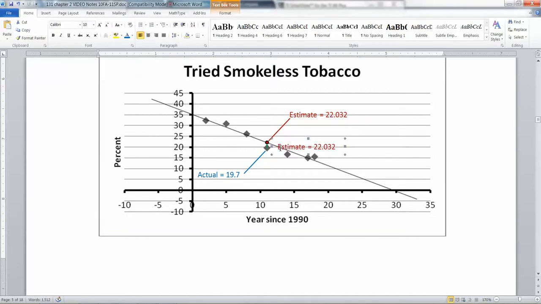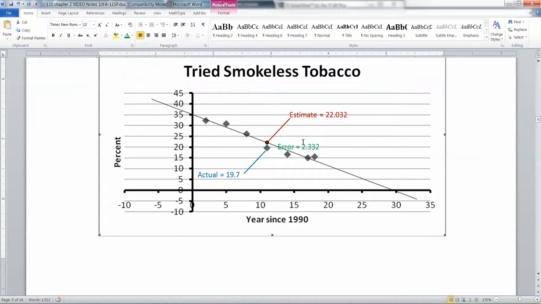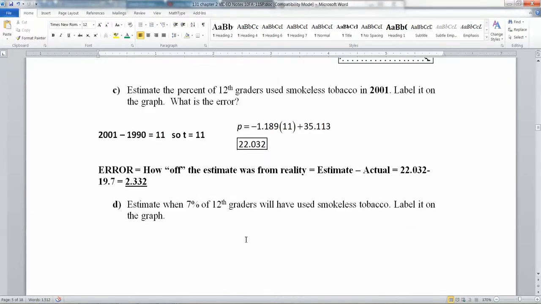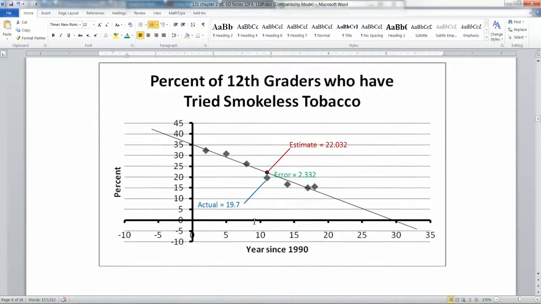So I'm going to say error equals 2.332. Give that the green color that the error part itself has. It's the up and down distance between what you thought was going to happen, which is the red dot, and what actually happened, which is the grayish dot. Okay, now the next one's talking about 7%. Sorry, I went back. But estimate when 7% have used smokeless tobacco.